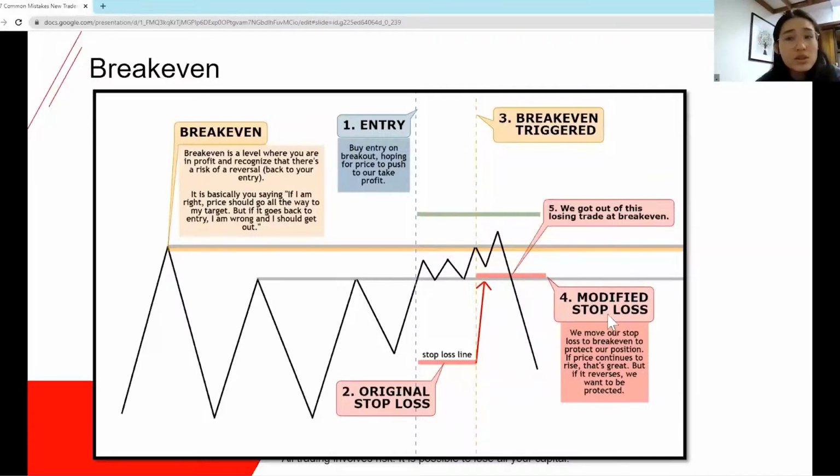Number 4, modified stop loss. So if price continues in our favor, that's good. But if price reverses back to our entry, we want to be protected. So here we can see price has broken above the break even, but has quickly reversed and hit our modified stop loss.